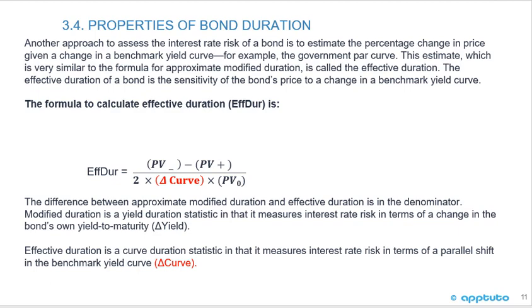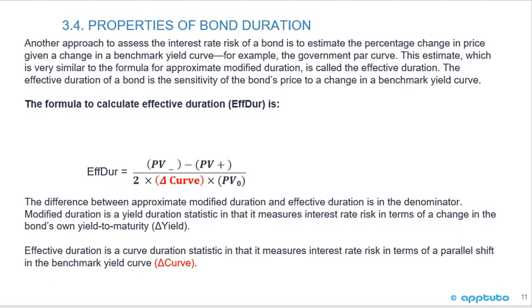Okay, so let's have a look. Another approach to assess the interest rate risk of a bond is to estimate the percentage change in price given a change in benchmark yield curve. For example, the government par curve. This estimate, which is very similar to the formula for approximate modified duration, is called effective duration. The effective duration of a bond is the sensitivity of the bond's price to a change in a benchmark yield curve.